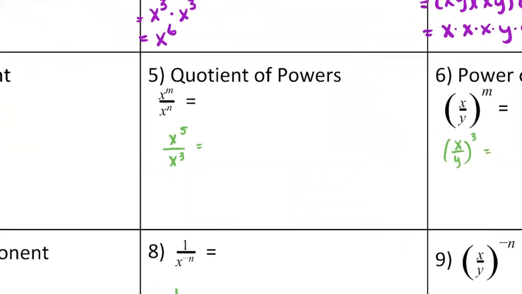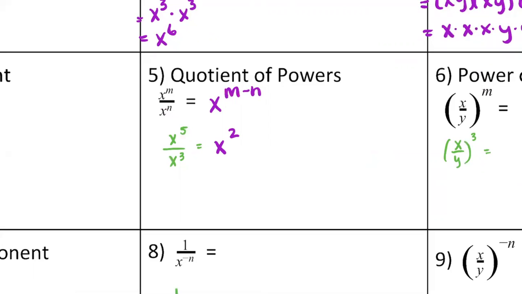Quotient of powers. A quotient means that you're dividing. And again, like the very first rule, this has to be the same base for this to work. This does not work if these are not the same base. The rule is if you are dividing with the same base, you subtract the exponents. In this example, if I use that rule, this would be x to the second. And you do subtract the exponent that's in the denominator from the one that's in the numerator.